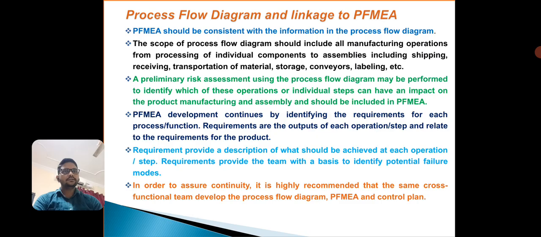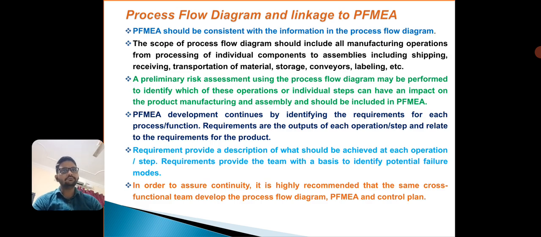Process flow diagram and linkage to PFMEA. PFMEA should be considered with the information in the process flow diagram. It means the scope of the process flow diagram should include all manufacturing operations from processing of individual components to assemblies, including shipping, receiving, transportation of material, storage and conveyors, labeling, etc. A primary risk assessment using the process flow diagram may be performed to identify which of these operations or individual steps can have an impact on product manufacturing and assembly and should be included in the PFMEA.